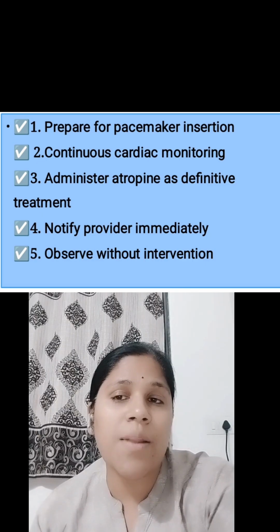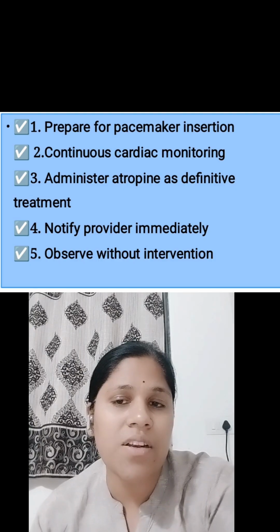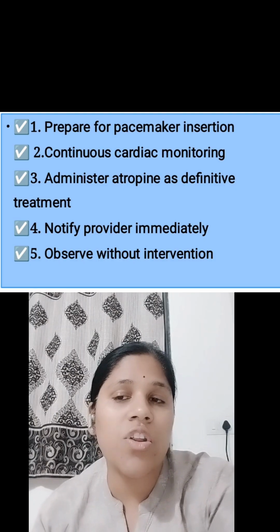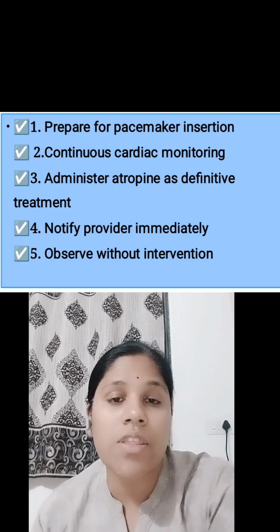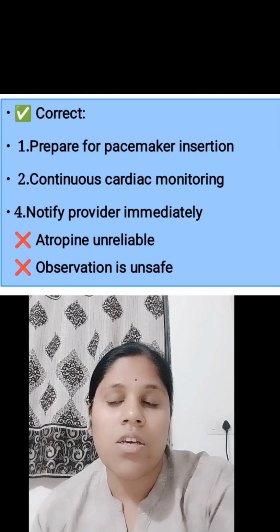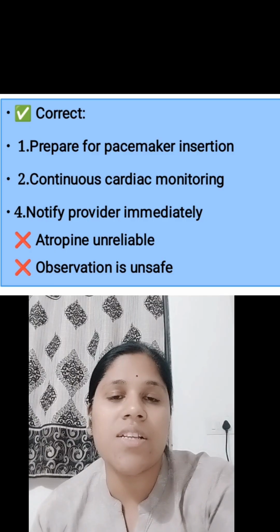The options here are: number 1, prepare for pacemaker insertion; number 2, continuous cardiac monitoring; number 3, administer atropine as a definitive treatment; option 4 is notify the provider immediately; and option 5 is observe without intervention. So the correct options are 1, 2 and 4. That is, prepare for pacemaker insertion.